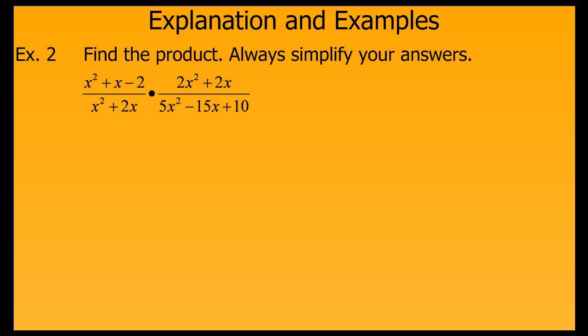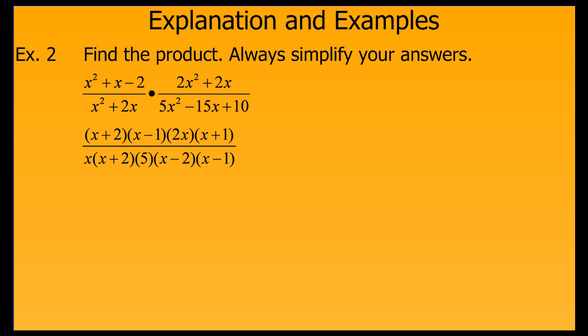Let's look at another example, again a product of two rational expressions. This time we're going to need to factor the numerators and the denominators to help us simplify. Now we divide out like factors. The quantity x plus 2, the quantity x minus 1, and x all divide out to equal 1, which leaves us with 2 times the quantity x plus 1 in the numerator and 5 times the quantity x minus 2 in the denominator. We could leave our answer like that, or we often go ahead and distribute if the only thing we have outside the parentheses is a constant like 2 or 5, and write our answer like this.